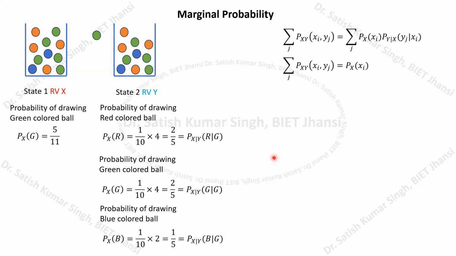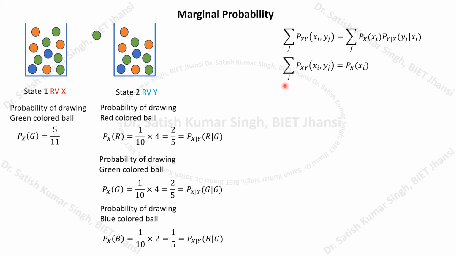So what we had written is this particular expression: the summation over j of p_xy(x_i, y_j) equals the summation over j of p_x(x_i) times p_y|x(y_j given x_i). So this was our expression, right? That expression led to this particular expression, and finally we got this expression. So what does it mean to have this particular expression?